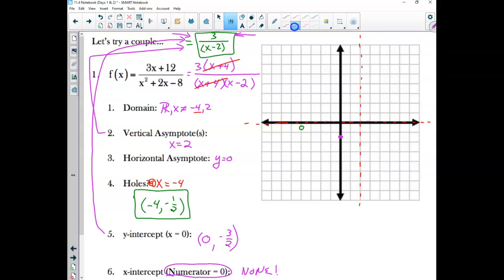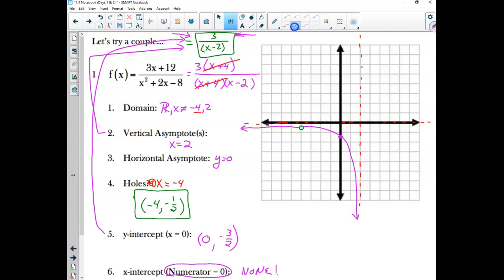So now I'm going to come back and do my graph, and I'm going to do the best I can. I'm definitely going to make sure I go through the points I found. Notice I picked up my pencil and I didn't make my graph go through a solid line through that hole, because it's a hole. It stops and then it starts on one side and the other side of -4.